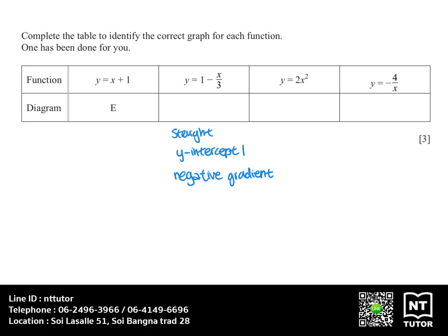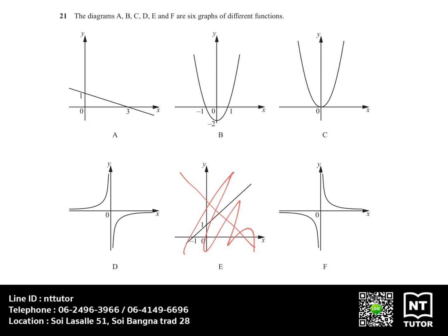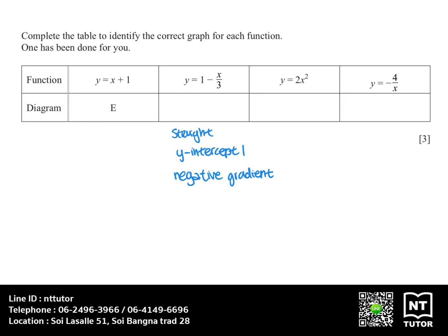If we look at our graphs, there's only one other graph with a straight line, which is this one. And it has a y-intercept of 1. It also has a negative gradient. Therefore, this should be y equals 1 minus x over 3. So this one is equal to A.